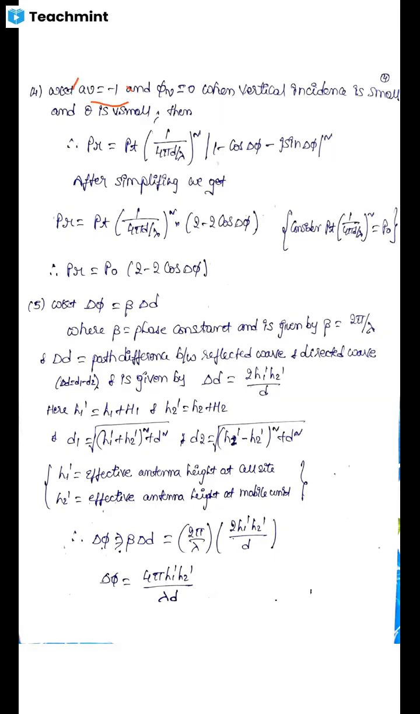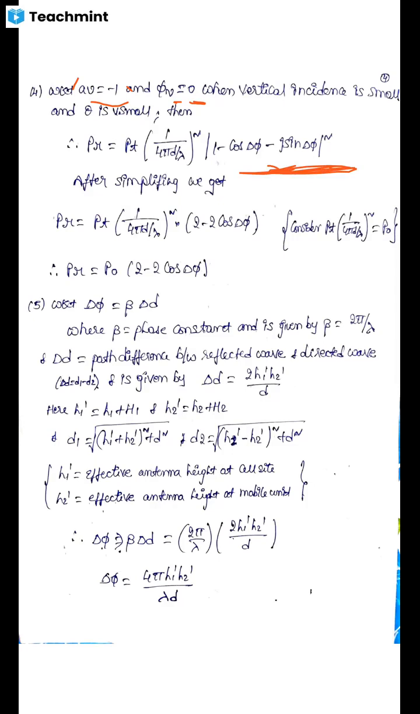We know that the reflection coefficient AV is equal to -1 in mobile communication, and phi suffix v is equal to 0, because when the vertical indices is small and theta is small, then we will consider phi suffix v is equal to 0. Then after substituting AV is equal to -1 and phi v is equal to 0, I will get the expression PR is equal to PT into (1 by 4 pi d by lambda) whole square, modulus of 1 minus cos del phi minus j sin del phi whole square.